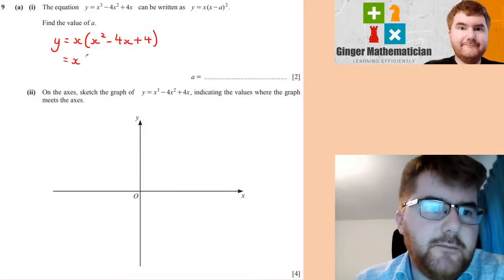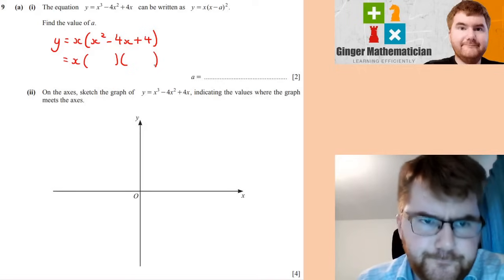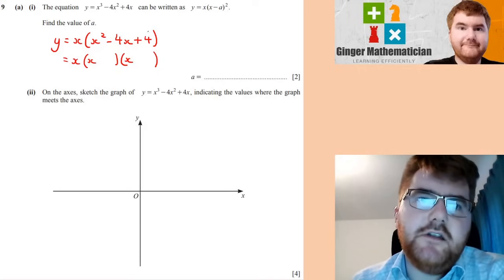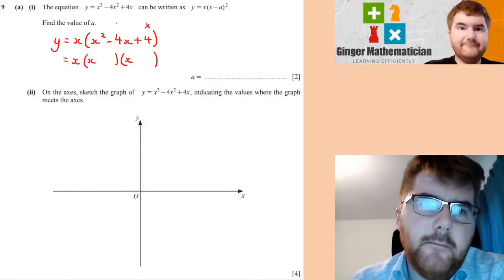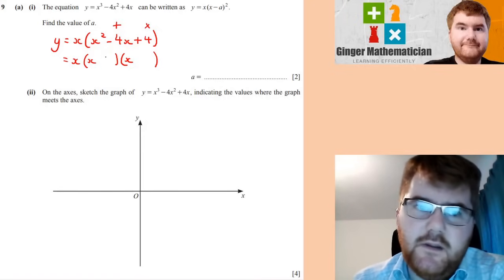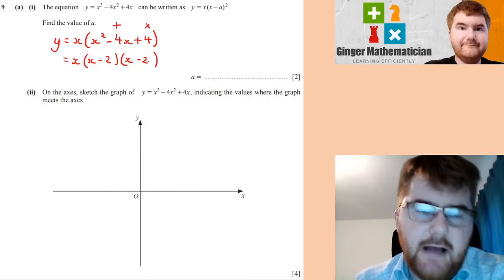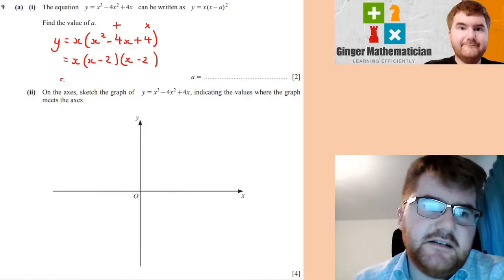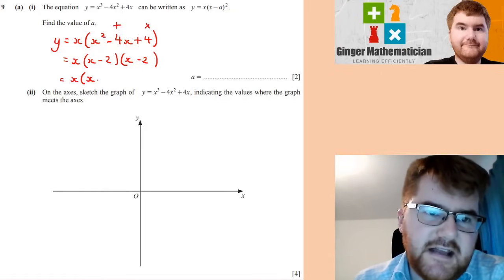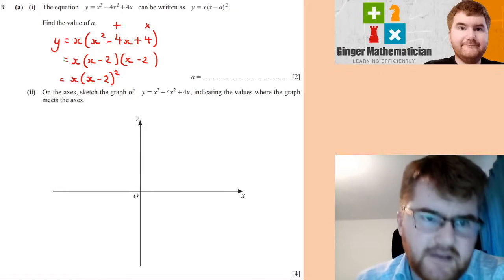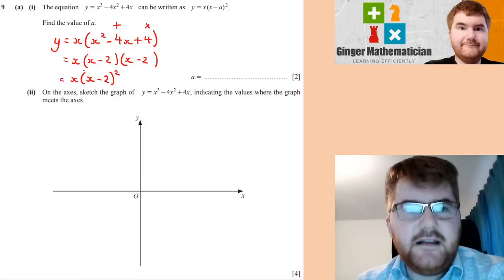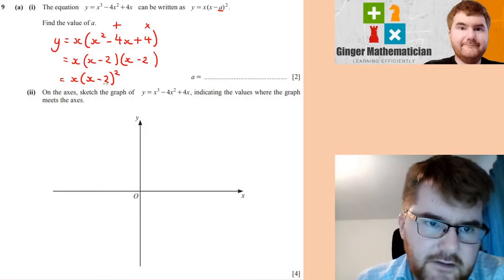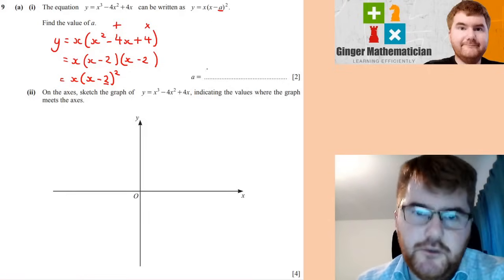So at this point, we can put this into two brackets. We put an x at the front, an x at the front, and we want two numbers that multiply to give me 4, but add to give me minus 4. Well, that's going to be minus 2 and minus 2. And notice, because you've got two x minus 2's, this can be simplified further as x minus 2 squared. Now, that's not the answer that they're looking for. The actual answer is, what's this missing value a here? And notice it's the value of 2.